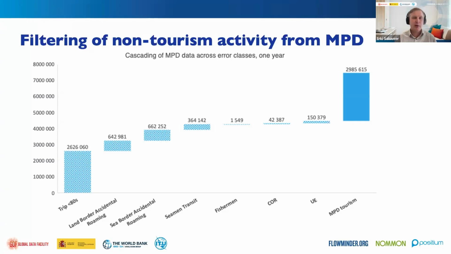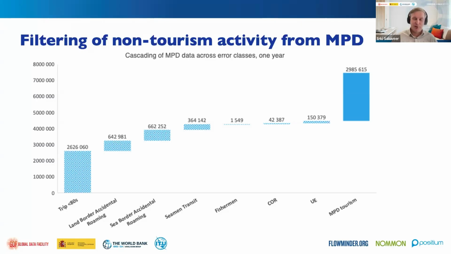So here you can see that altogether there were 8 million tourism trips at the beginning when the data cleaning and processing happened. And through each of the stages, the amount of data was cleaned out until less than 3 million trips was the actual statistics at the end. So most of the data was cleaned because they were happening too fast.